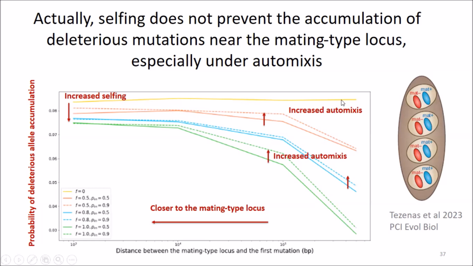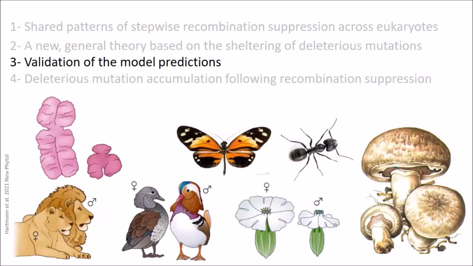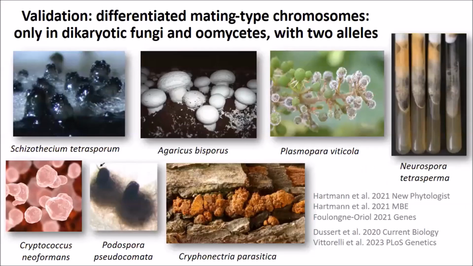And actually, especially under automixis, so intra-tetrad mating, like the microbiota fungi, but also all the fungi I mentioned, they are all automictic, so with mating within a tetrad. And so this allows deleterious mutation to segregate near the mating type loci. So this model could really work in these automictic fungi. And so we tried then to see whether we could test some of the model predictions with our fungi.